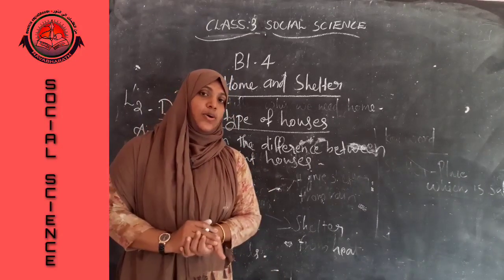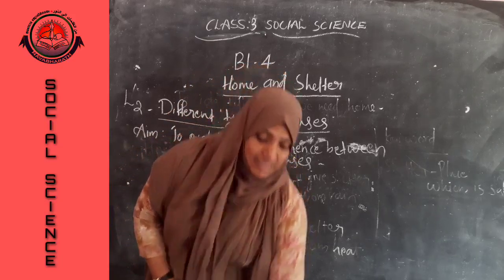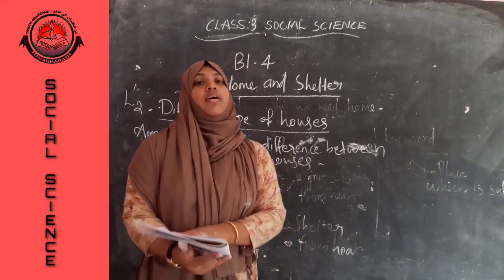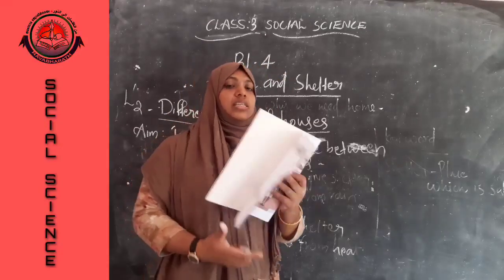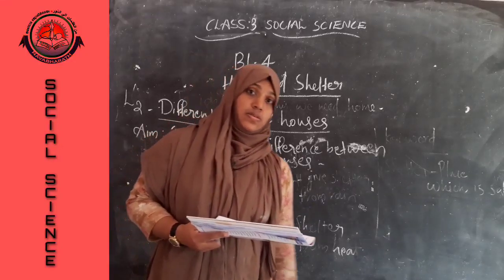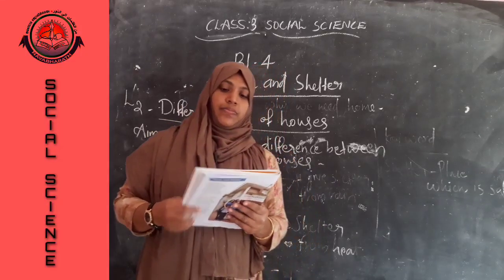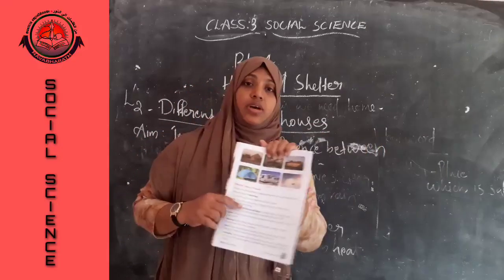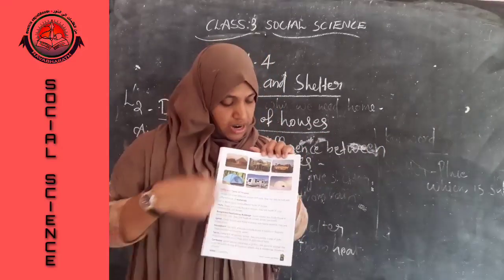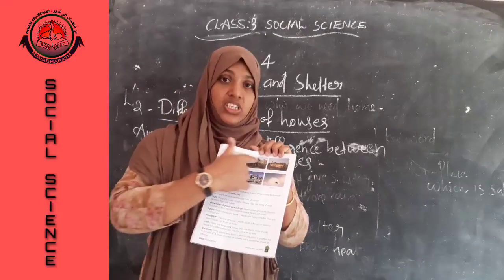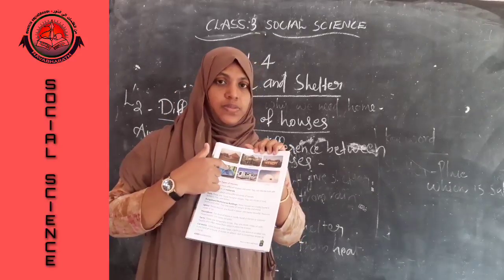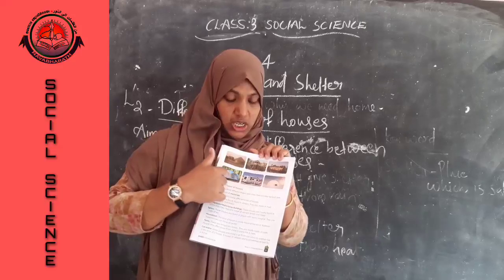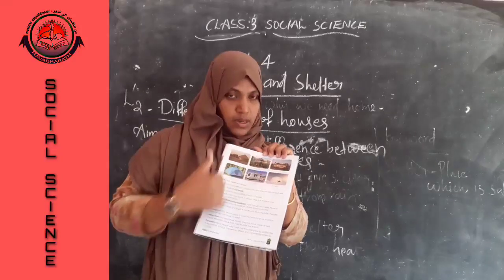All of you take your content book. There are some pictures we can look at. After that we can discuss what the different types of houses are. Okay, listen. This is page number 21. There are some pictures of houses. All of you look at the pictures.